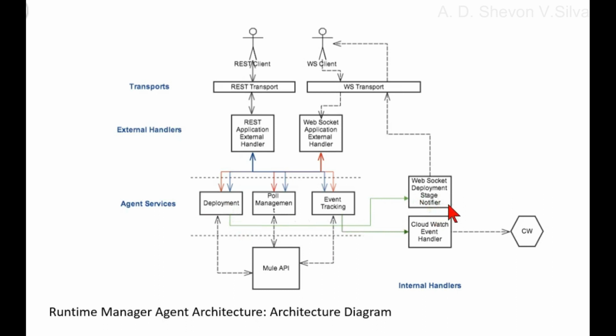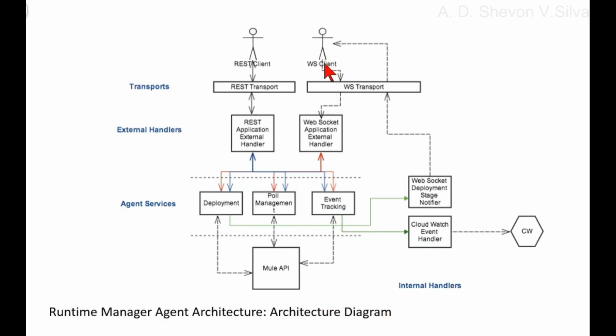WebSocket deployment stage notifier and CloudWatch event handler are internal handlers. Here the WebSocket deployment stage notifier is connected to WS transport, and WS transport is connected to the WS client. Here the event tracking is connected to CloudWatch event handler. CloudWatch event handler is connected to CW.